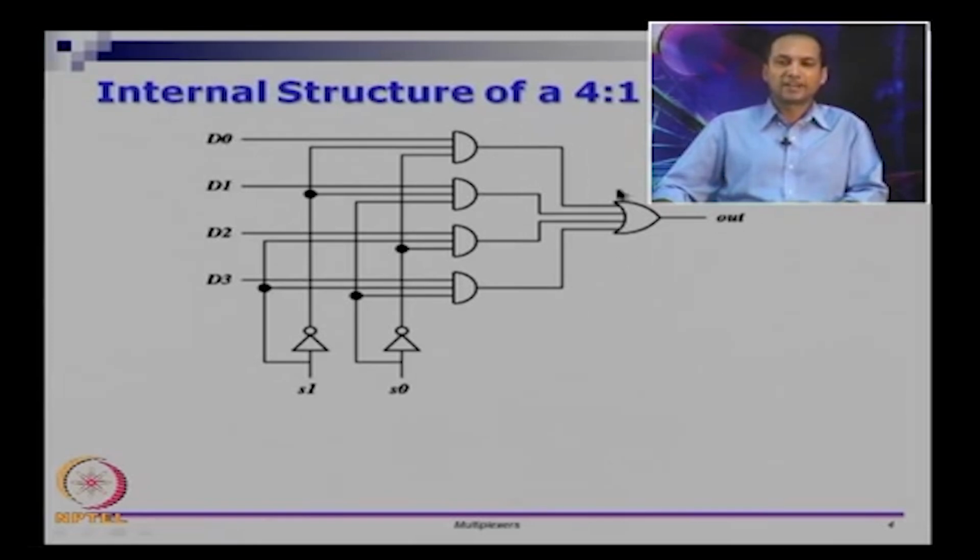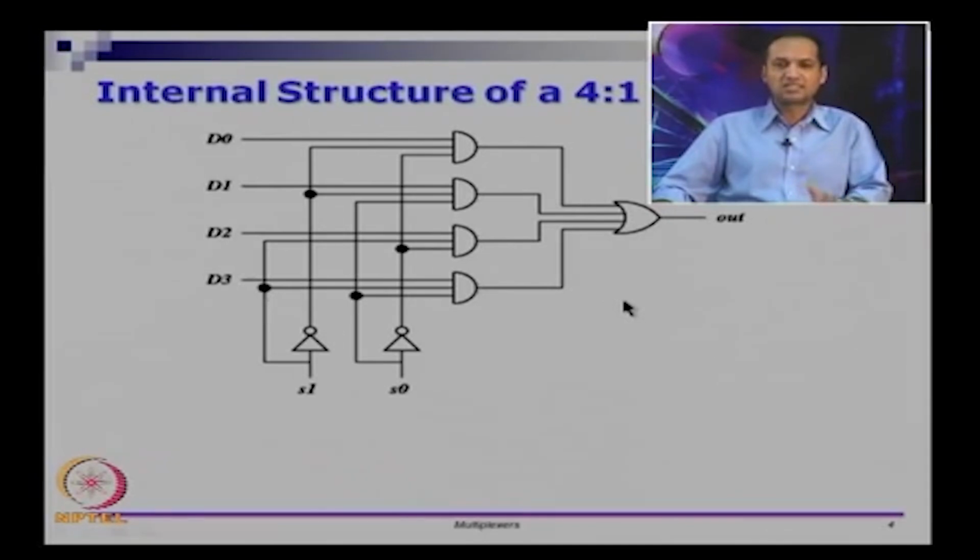You can find that out by trying S1 equals 0 and S0 equals 1, and see which of the gates is turning on. You will see that exactly one of the AND gates will turn on, and that AND gate will copy the corresponding input to the input of the OR gate. So the OR gate will see 3 zeros and the data input, and the data input ORed with zeros is the data input itself, which you will see in the output. So this is the internal structure of a 4 to 1 mux.